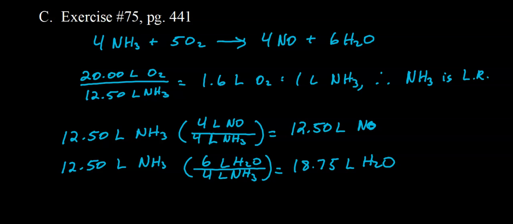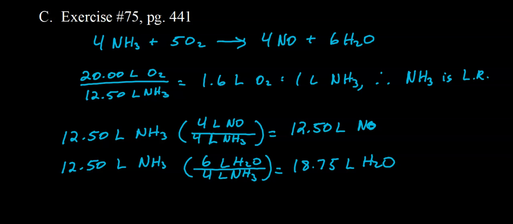So it looks like we have an available ratio, 1.6 liters of oxygen for every 1 liter of ammonia. If we look at the balanced equation, we have a 5-to-4 ratio, so make sure to do the ratio in the same order. We have 1.25 liters of oxygen needed for every 1 liter of ammonia, so that means we have more oxygen than we need. Therefore, ammonia is the limiting reactant. And we'll take that and use that to answer the question.